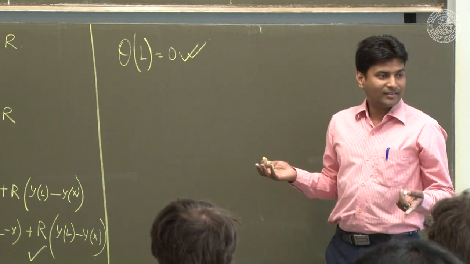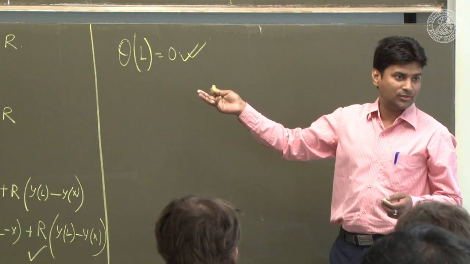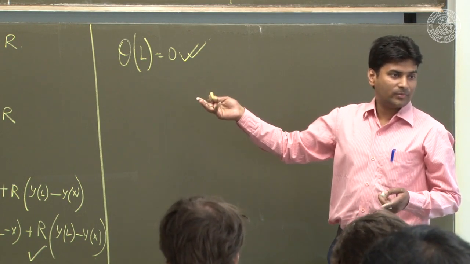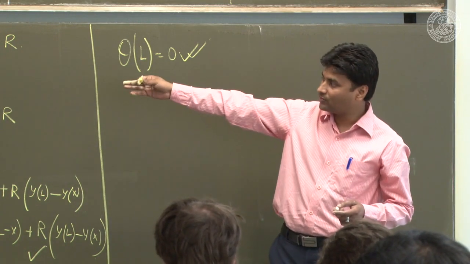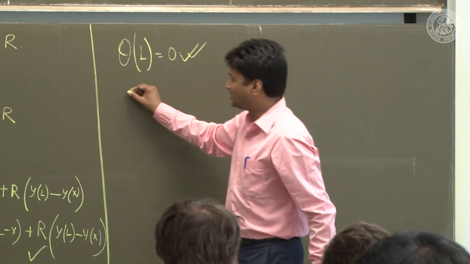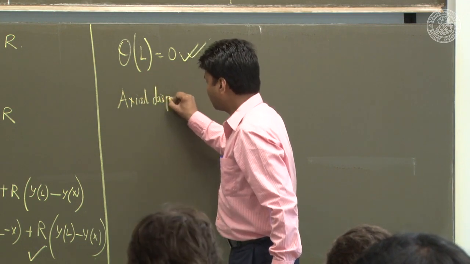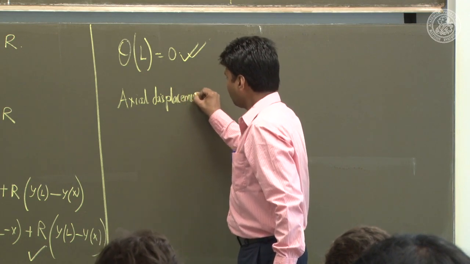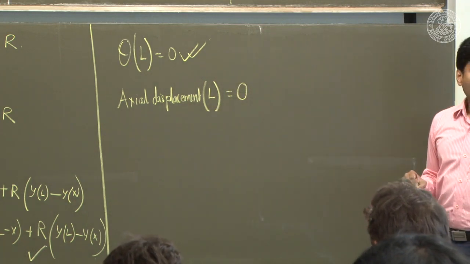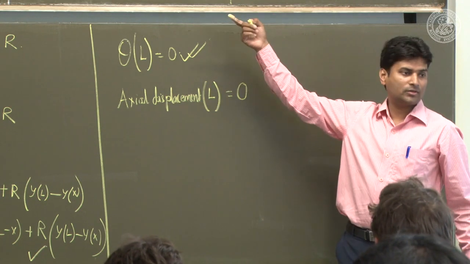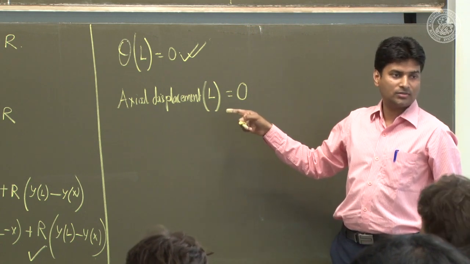There is nothing really. You could say, why don't we say that the axial displacement at the other end is 0? Right? Because that's what is generating this unknown. So I just write it. We don't have any variables for that as of now. So axial displacement at L equal to 0. But we don't have this variable in our system of equations. So we won't be able to use this boundary condition.